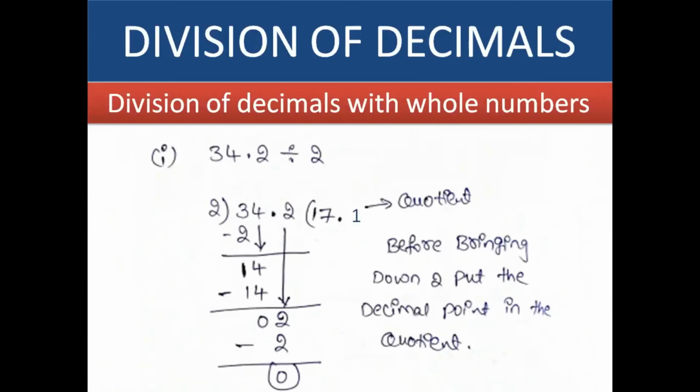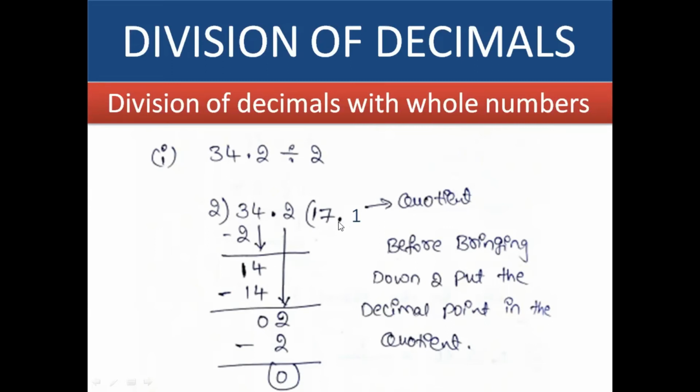Division of decimals with whole numbers. Example: 34.2 divided by 2. 2 is the divisor. 34.2 is the dividend. 2 ones are 2. 3 minus 2 is 1. Next, 4, write down 2. 7 twos are 14. 14 minus 14, the difference is 0.